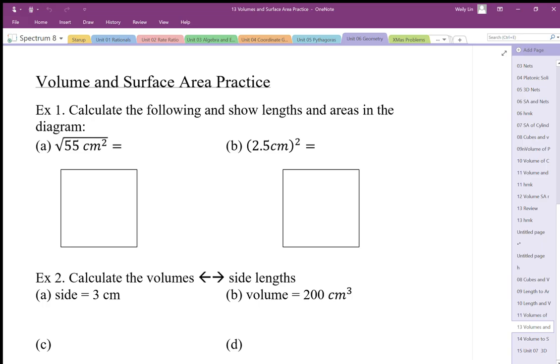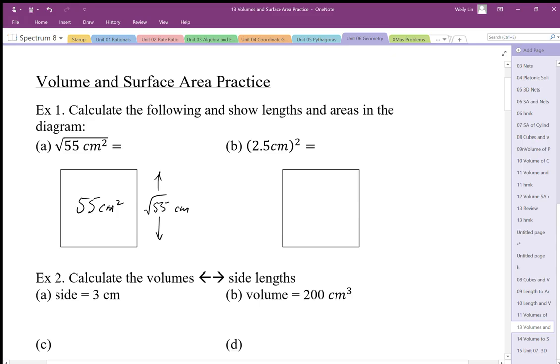Okay, so first of all, let's do some practice here. Calculate the following. We want to know what the lengths and areas are. When we talk about square root, the inside represents area, and the square root represents side length. So we're going to have 55 squares here, and the side length is square root 55 centimeters. I'm just going to leave it like that on the outside. We can work out the decimal values of these as well.